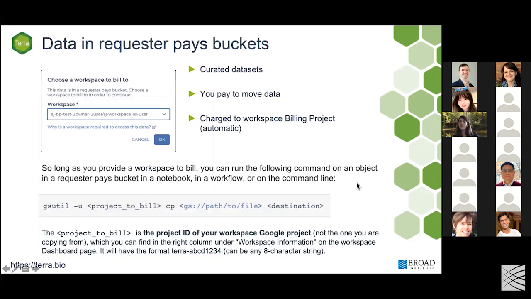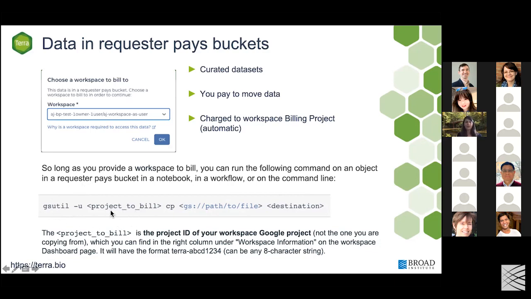Another type of cloud storage that you might come across is a requester pays bucket. And these are usually curated data sets, and you pay to move the data. This will automatically be charged to your workspace billing project. And you can also do this from command line using Google's suite of tools, gsutil. We give a little example on how to do this from your terminal if you wish to specify a project to bill.